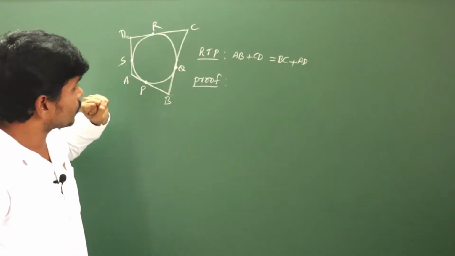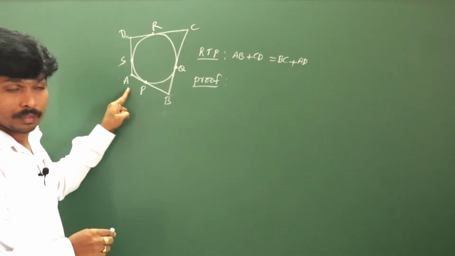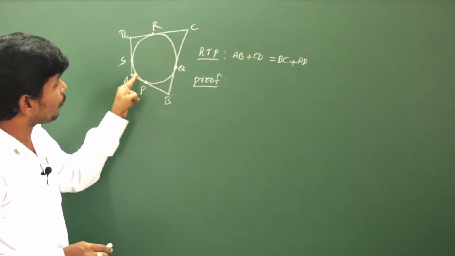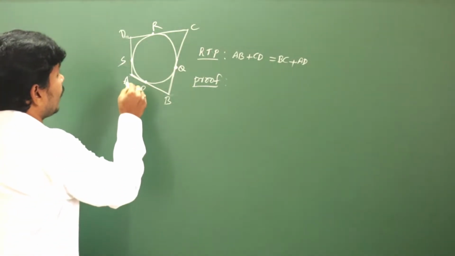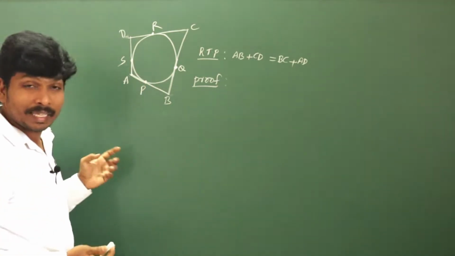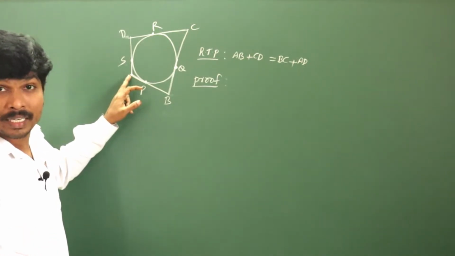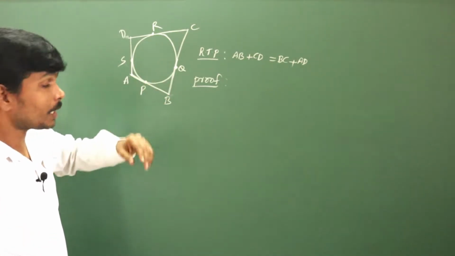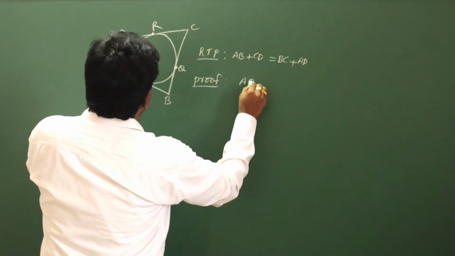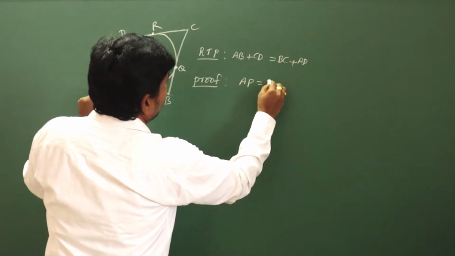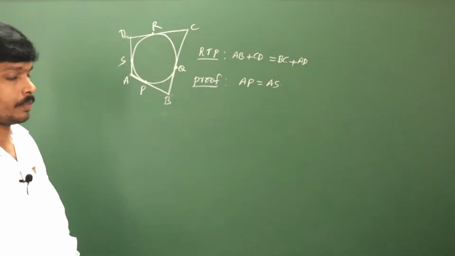When you are observing this problem, here A is an exterior point or not? A is the exterior point of the circle, and AP is the length of the tangent and AS is also the length of the tangent. So the lengths of the tangents drawn from an external point are equal. You have known this excellent property. Tell me, your values are AP is equal to AS.